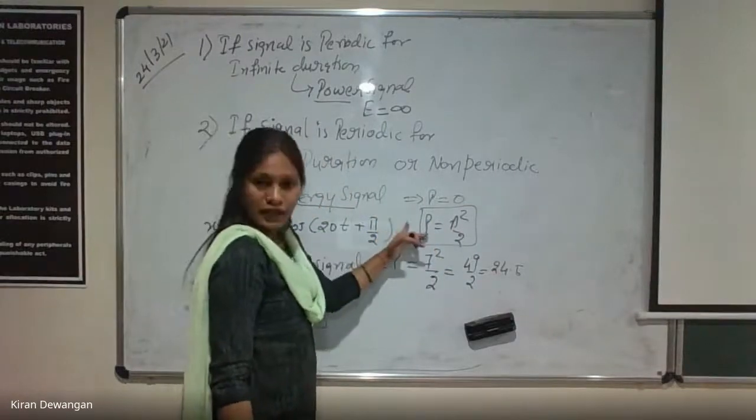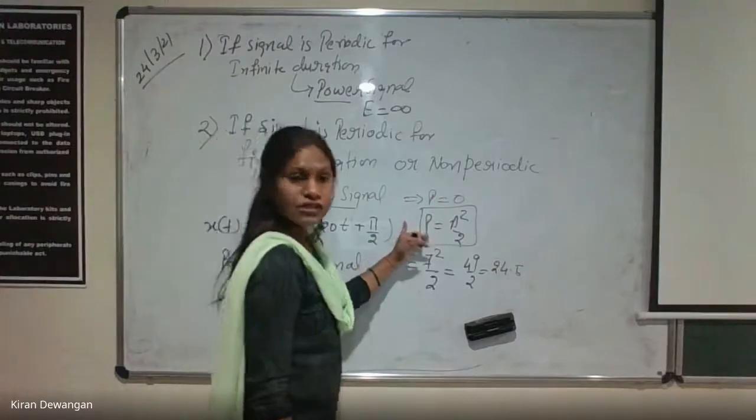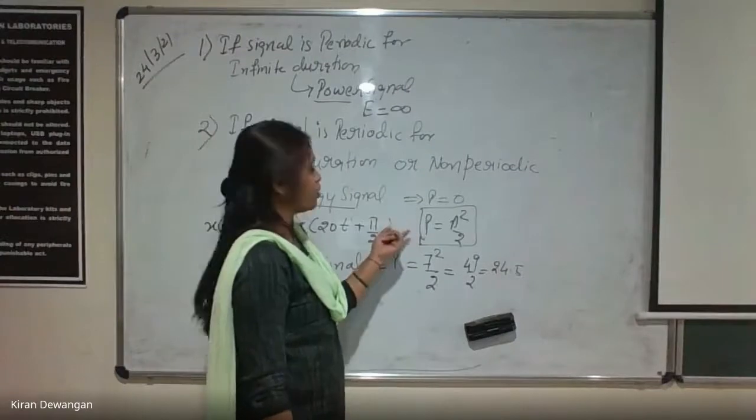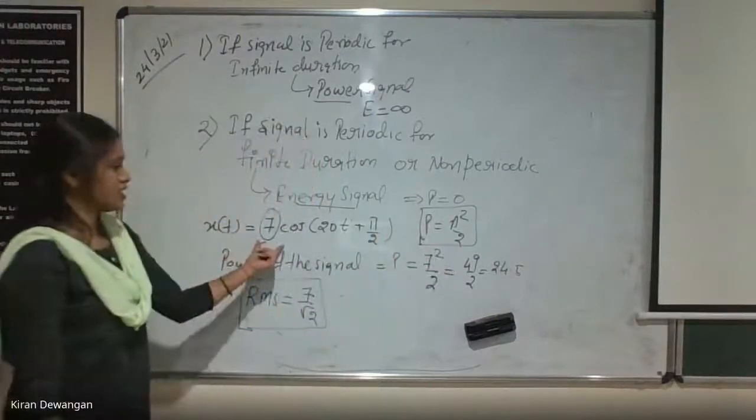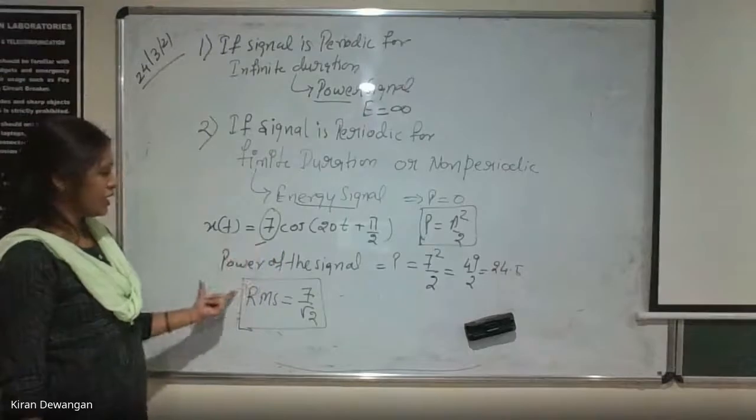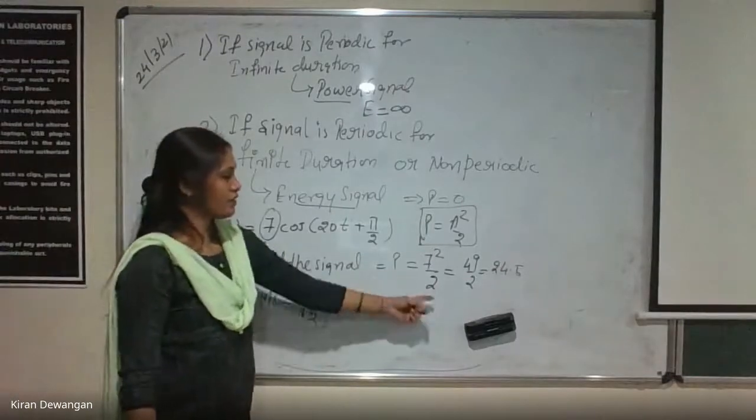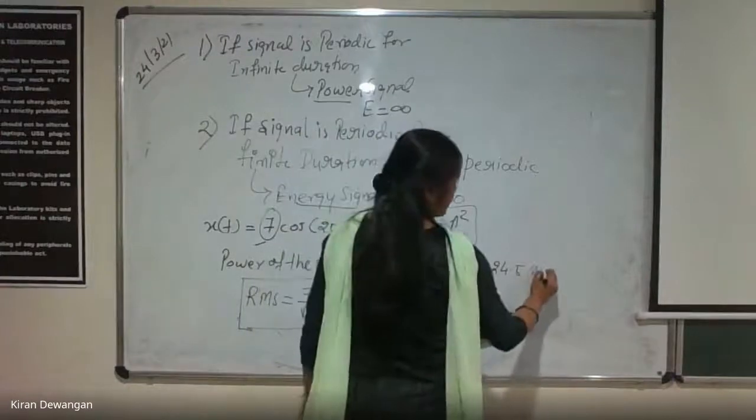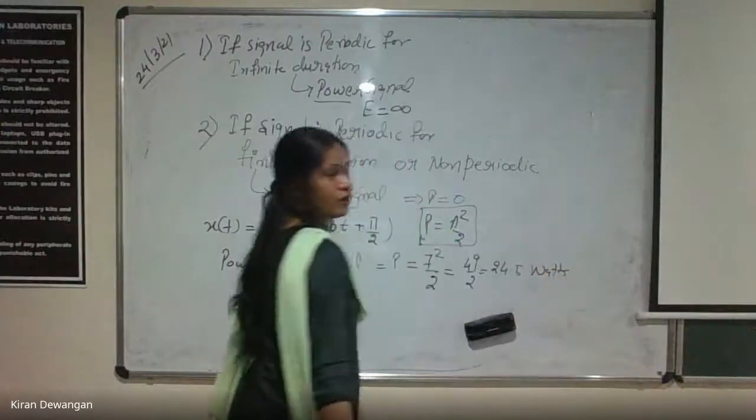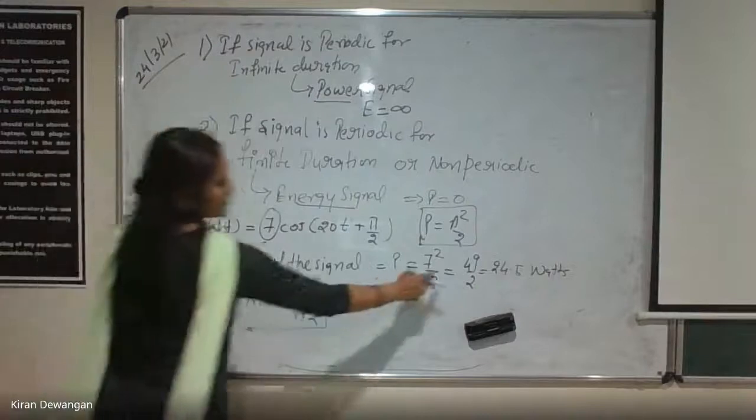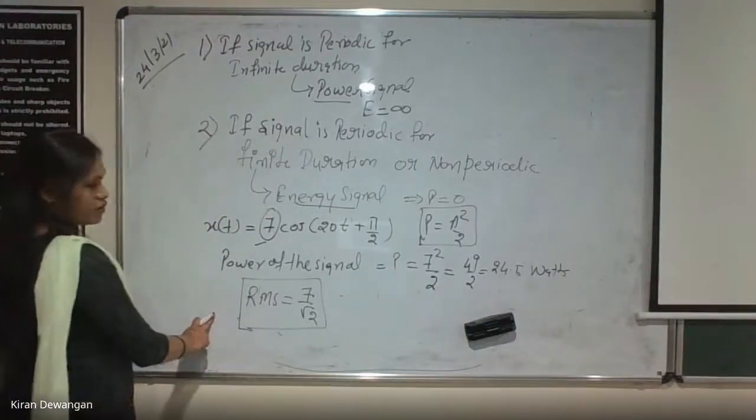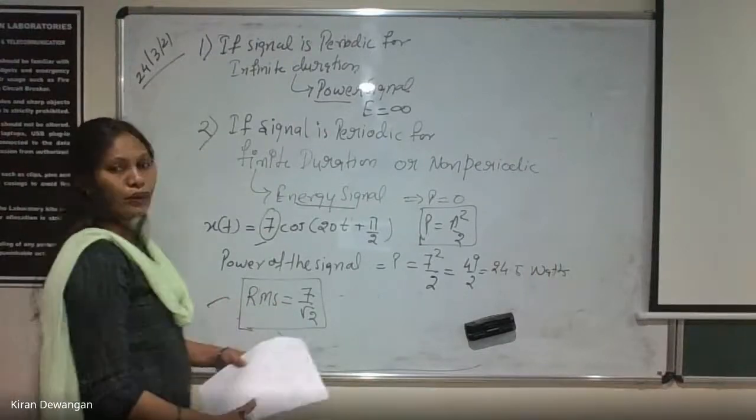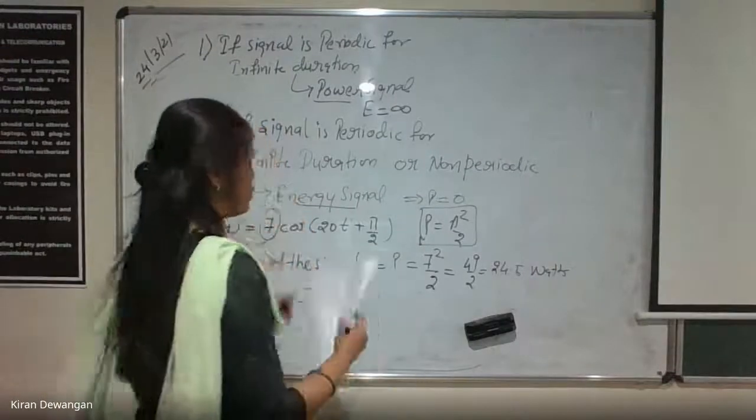So for any sine signal or any cos signal, this is proved and taken as a general formula. P is A square by 2, and we know A in our case is 7, so we can directly apply it here. P will be 7 square by 2, which is 49 by 2, and this will be in watts. Don't forget to write the unit also. The RMS value will be 7 by root 2. Clear? That is how we can calculate the RMS value.